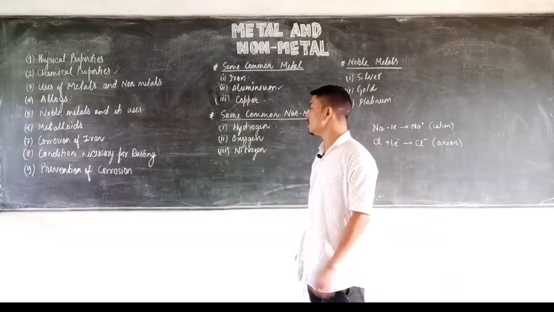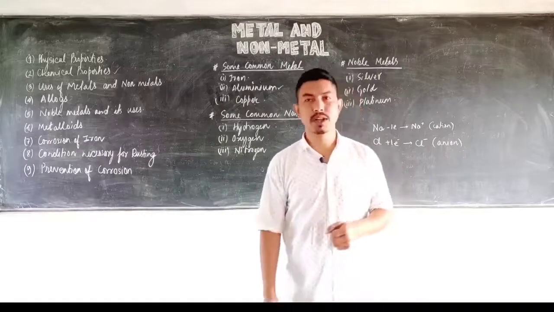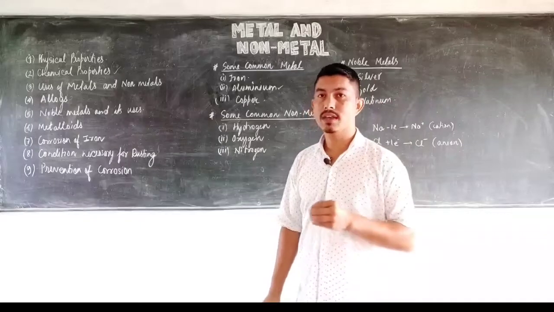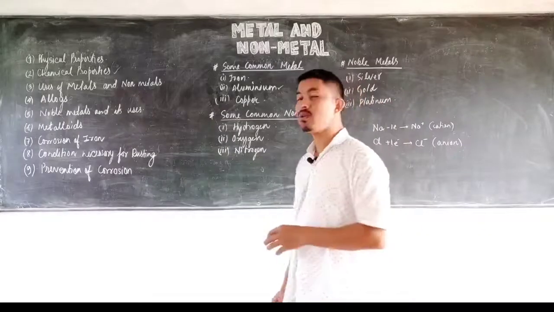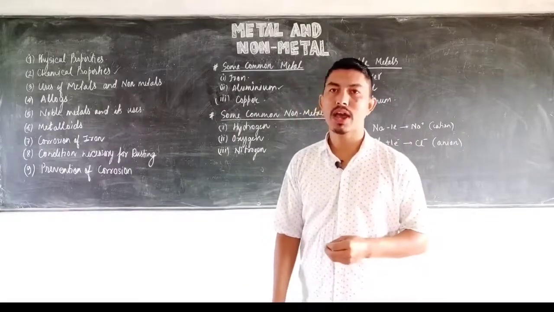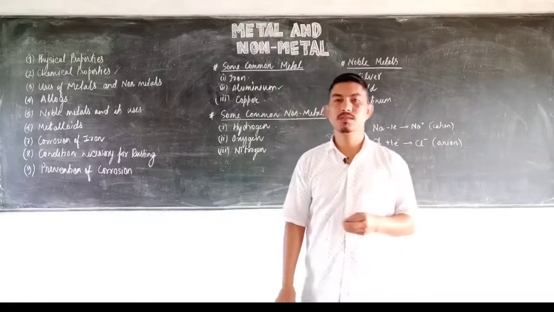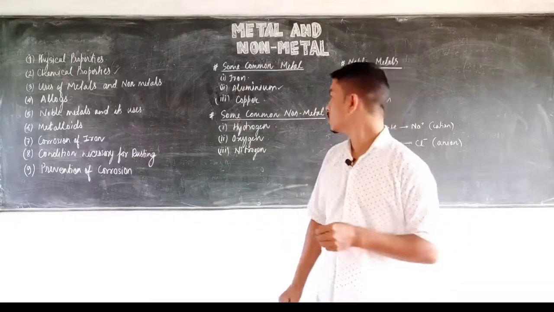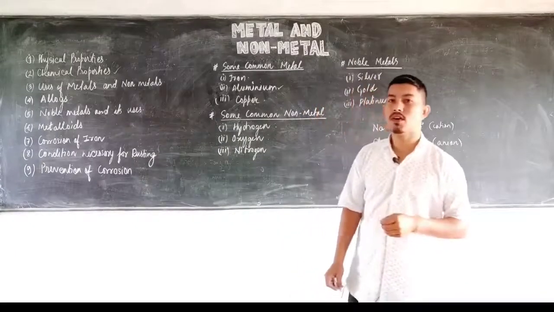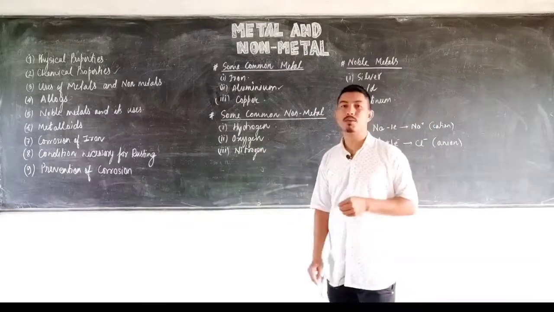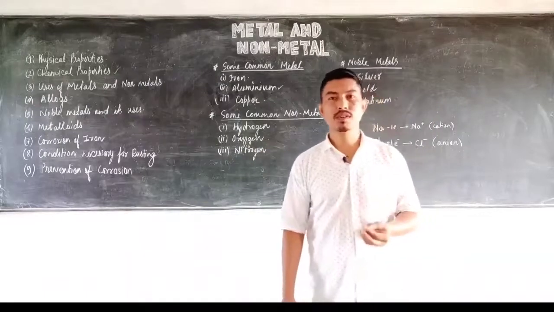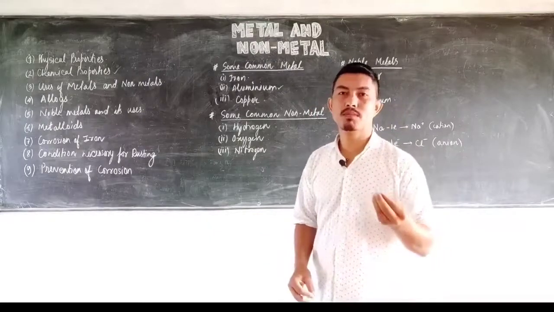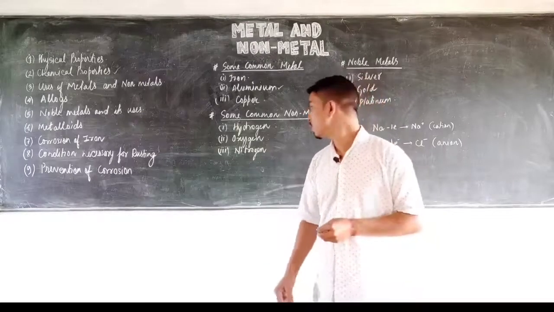Now coming to the second non-metal, oxygen. We are all very familiar with oxygen. Oxygen is the life-supporting gas in the earth's crust. Without oxygen, life on earth would not have been possible, because all living beings, including plants, need oxygen for survival. Apart from that, oxygen is also necessary for the process of burning. Without oxygen, burning would not have been possible.